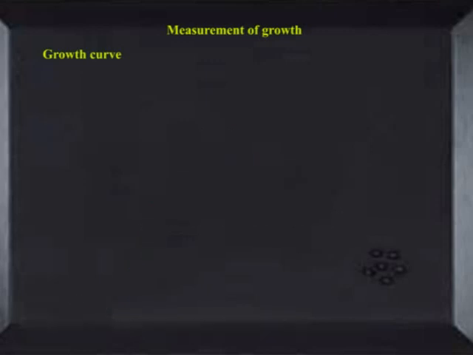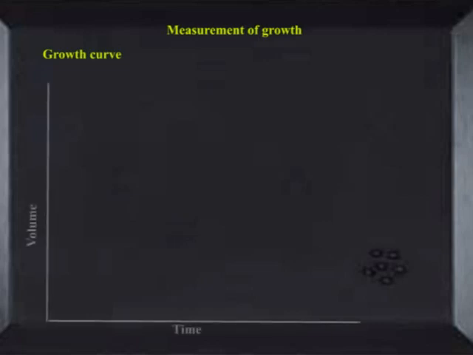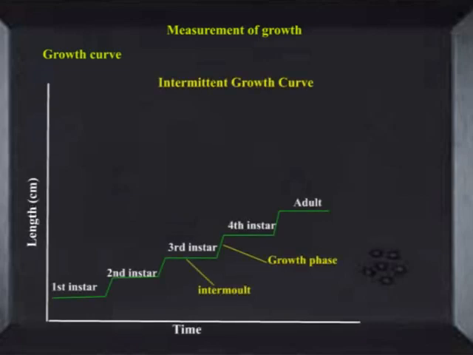However, the sigmoid curve does not apply to all organisms, for example arthropods. Growth takes place at intervals. If volume changes are plotted against time, a different curve is obtained, and this is called an intermittent growth curve, as shown on your screen.